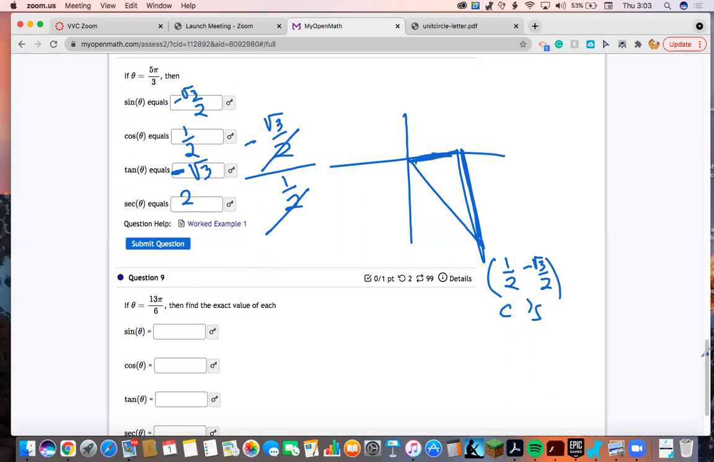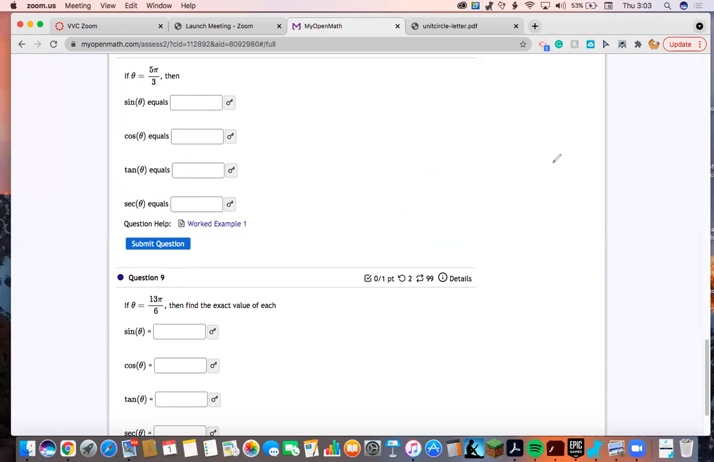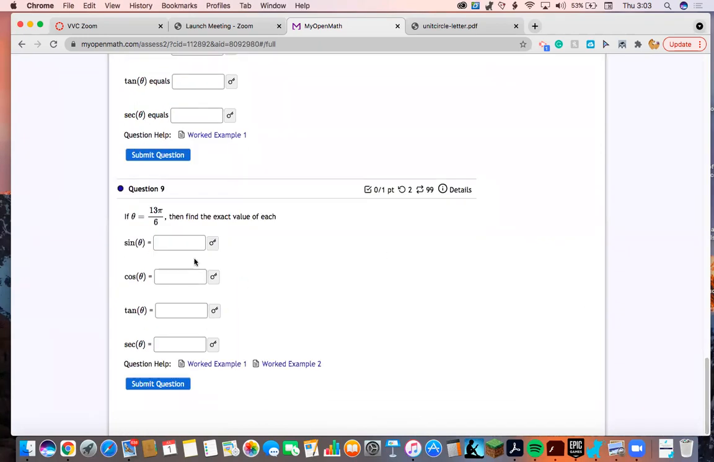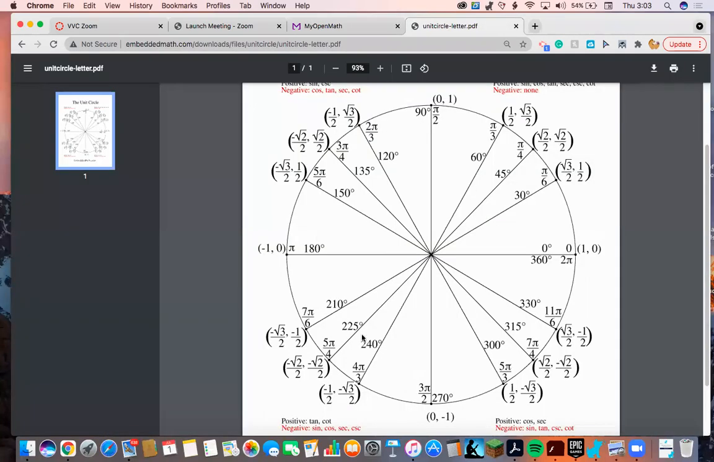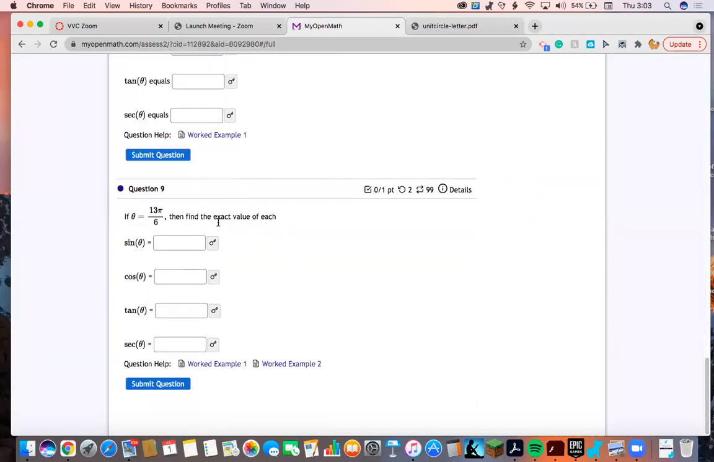I guess I'll go ahead and mention something real quick about the last problem on here. One thing I'm noticing about it is that it's a big, big angle. If you look around the circle, you never find 13 out of 6; you'll find 11 out of 6, you know, but 13 is too big for the circle. And so that means this has gone around one full circle and then more than that.